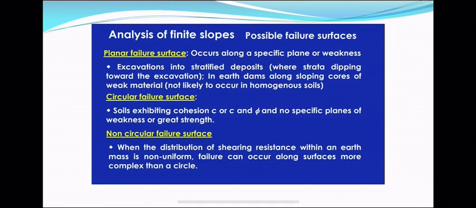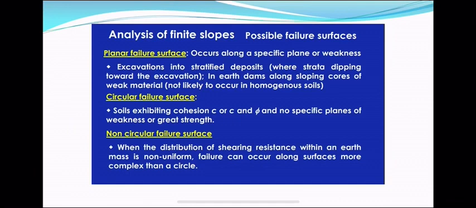Now when we look into the analysis of finite slopes, there are different possible failure surfaces. The failure surfaces can be planar in nature, or if it is a homogeneous soil, then there is a possibility that you can get a circular failure surface. And if you have different stratification of soils, there is a possibility that we can get non-circular failure surfaces. So in this slide, three different failure surfaces are shown. One is defined as the planar failure surface. This occurs along a specific plane of weakness.